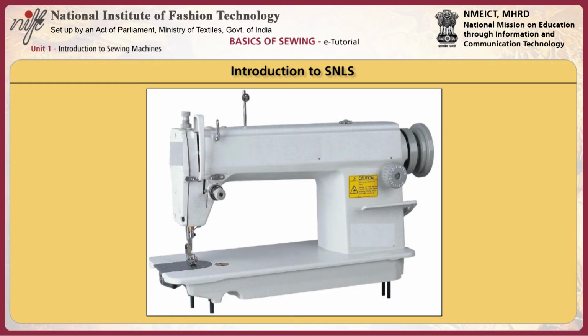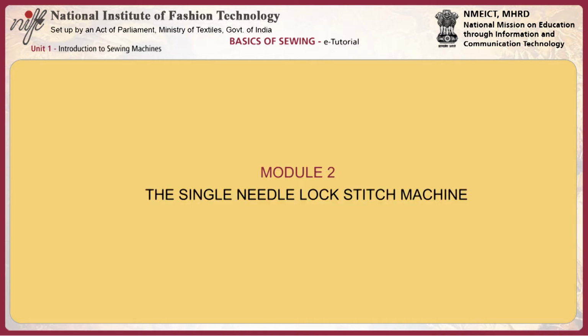Sewing machines were invented during the first industrial revolution to decrease the amount of manual sewing work performed in clothing companies. The sewing machine has greatly improved the efficiency and productivity of the clothing industry. Welcome to the chapter, Introduction of Single Needle Lock Stitch Machine.